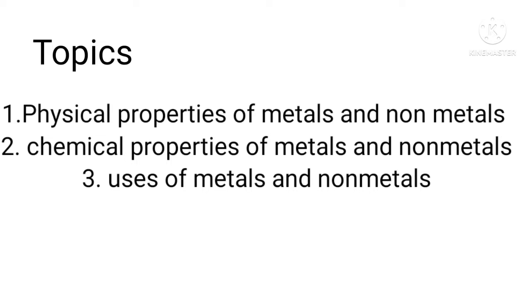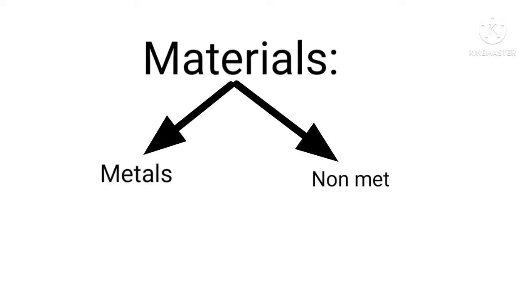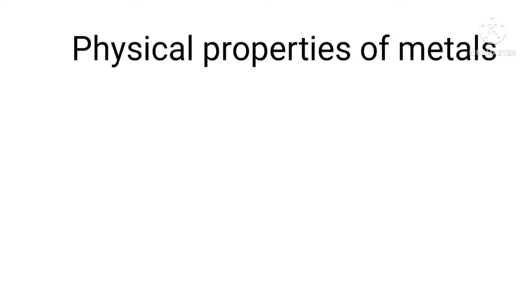Now let's get into the chapter metals and non-metals. See, in our surroundings, materials are broadly classified into metals, non-metals and metalloids. But in this chapter, we are going to study only metals and non-metals. Whatever things we use and see in our surroundings are made up of either metals or non-metals. Okay, now let's see what the physical properties of metals are.